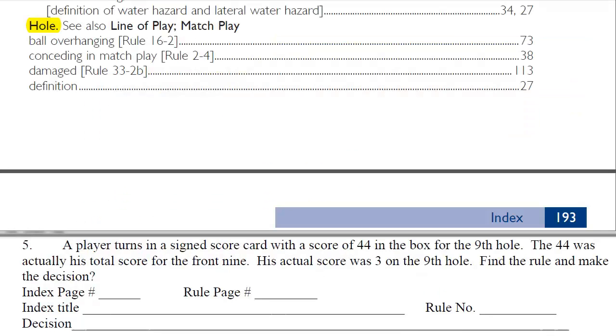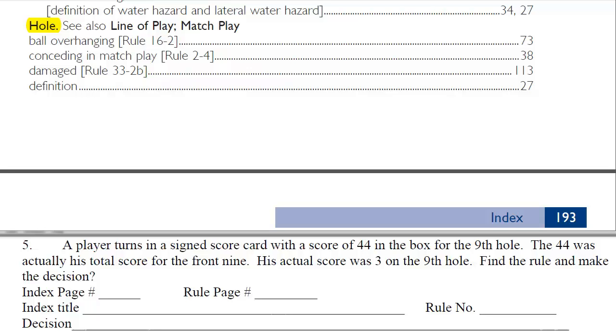Number 5. The player turns in a signed scorecard with a score of 44 in the box for the 9th hole. The 44 was actually his total score for the front 9. His actual score was 3 on the 9th hole. So we're going to find the rule and make the ruling on this one.